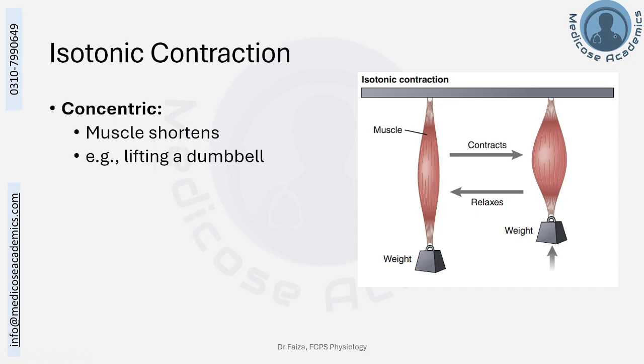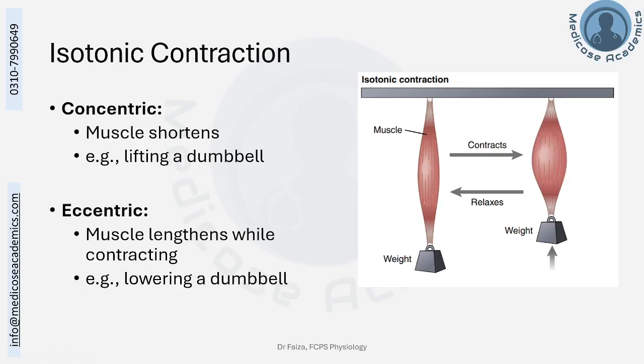Isotonic contractions can be of two types. Concentric contraction, when the muscle is changing its length and shortening, for example, while lifting a dumbbell. Or eccentric contraction, when the muscle is elongating while contracting. For example, you are lowering a dumbbell, you are elongating your muscle while contracting at the same time.